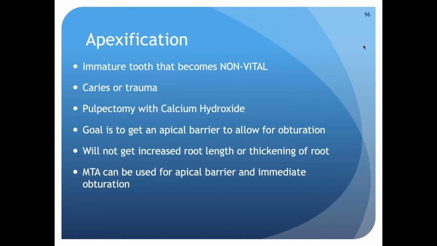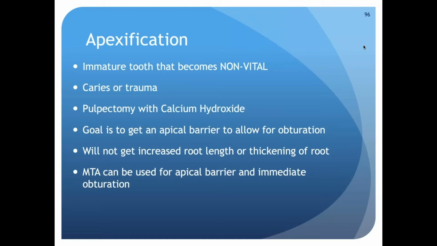Next, we talk about apexification. So this is an immature tooth that becomes non-vital. So that's pretty key there, non-vital. Again, either from caries or trauma. So we're going to do a pulpectomy, and then we're going to place calcium hydroxide. And what we're trying to do is get an apical stop so that we can obturate it later. So that's not just an open apex. We're not going to get increased root length, and we're not going to get any thickening of the root. So these teeth can be very, very weak later on down the road and may need to be removed.